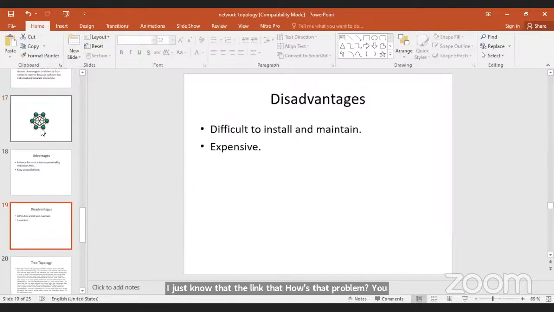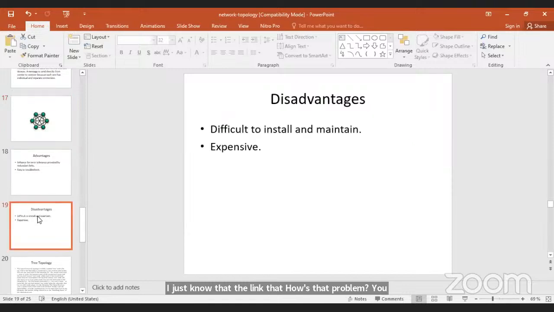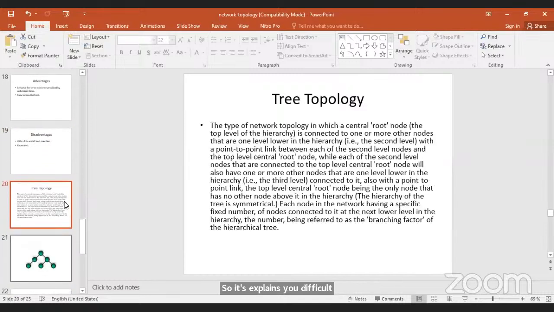Disadvantages: when you have 1,000 computers, forming a mesh topology will become a challenge. So it's expensive, difficult to install and maintain.